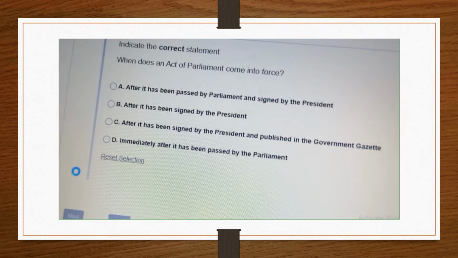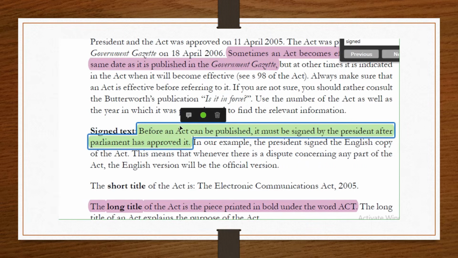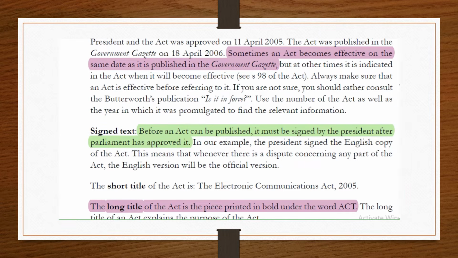I could see that I'm getting crazy. Okay, the answer here needs to be option A, which says after it has been passed by Parliament and signed by the President. Let's go and see where I found it. There, in green, this part here. Before an act can be published, it must be signed by the President after Parliament has approved it. Yes, this is the most correct 100% answer. The answer is option A. I'm sorry about that. As I mentioned earlier, I am so messed up because I have an exam today.